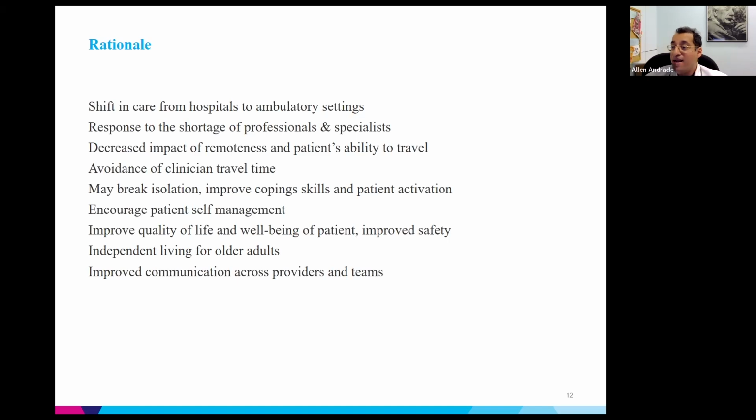It can also break isolation, improve coping skills, and help patients connect with the health system so they become more engaged, activated and involved in their care. There is more access and interaction with health professionals who can empower and engage patients in self-management, improve quality of life and well-being, improve safety, allow for better independent living for older adults, and improve communication between providers and teams.